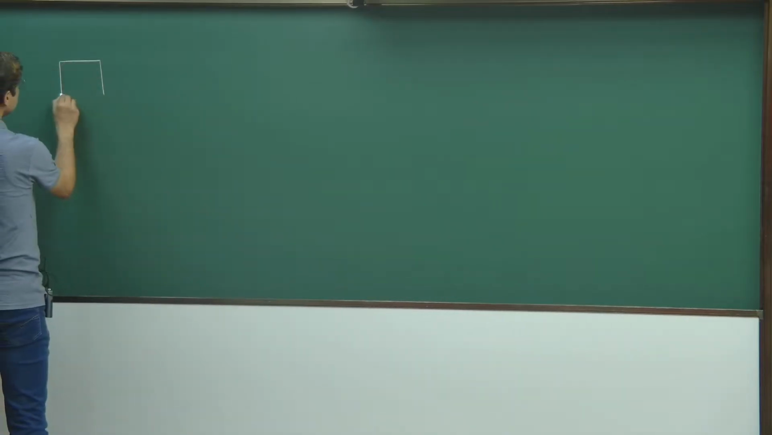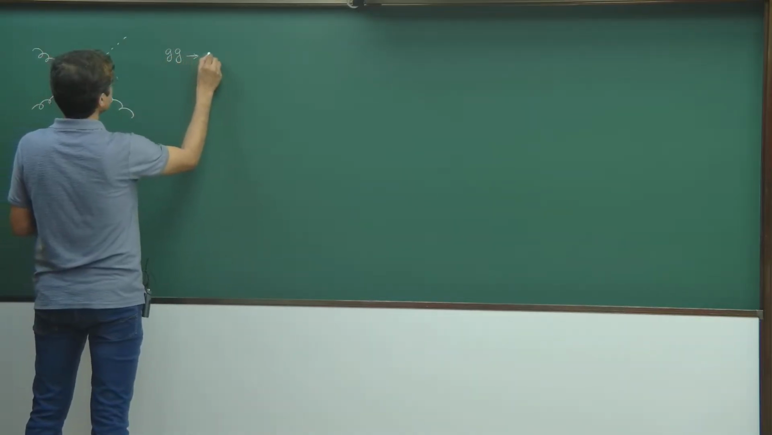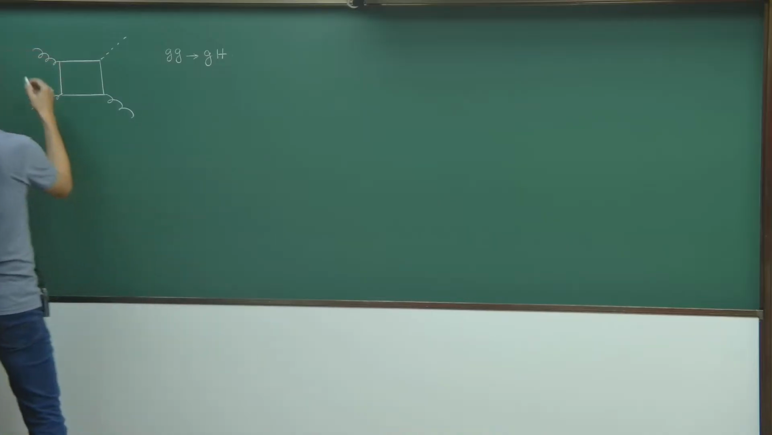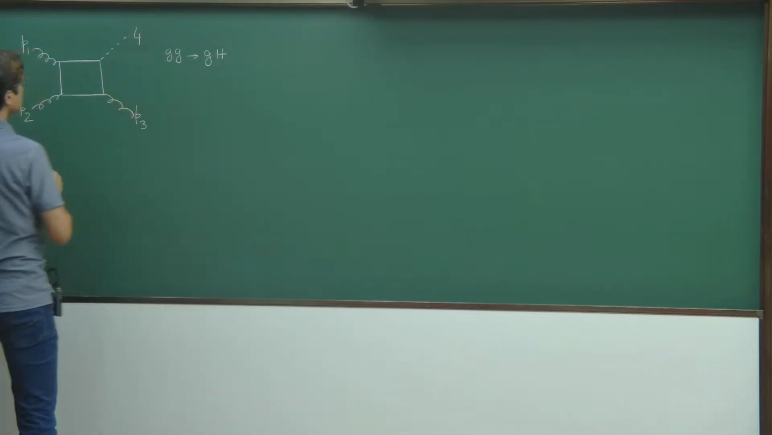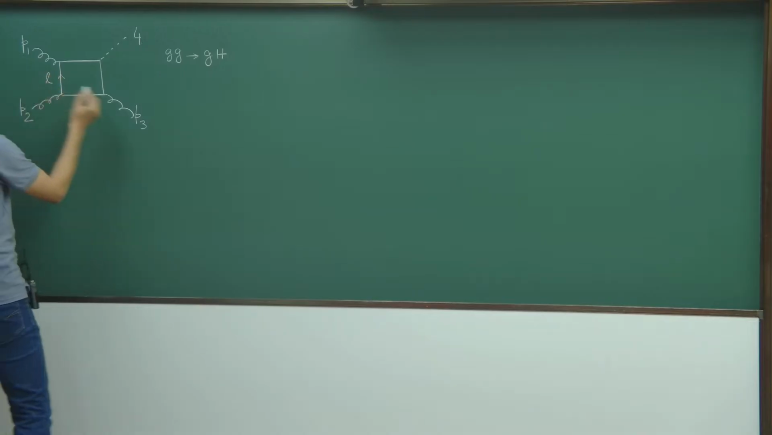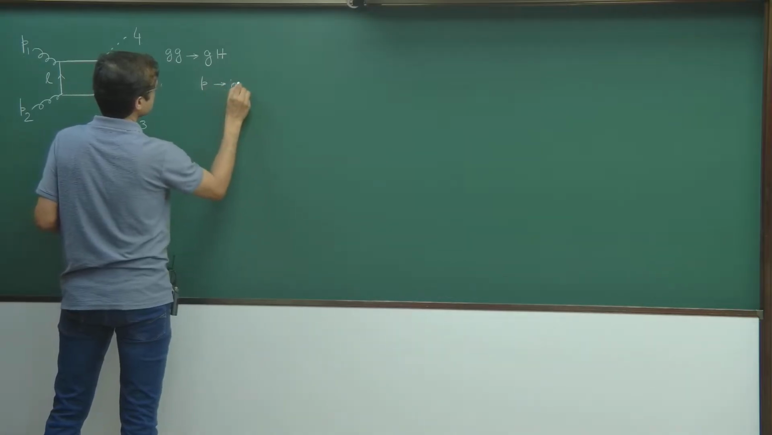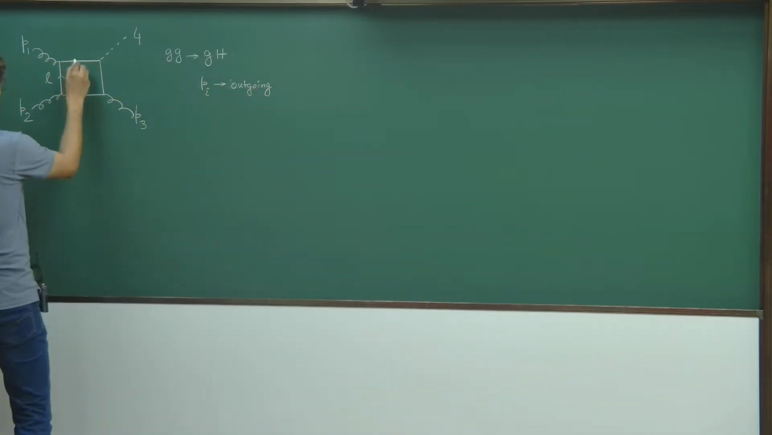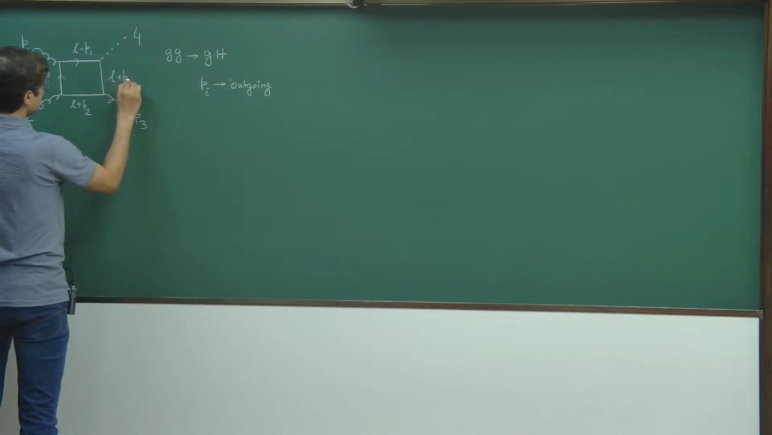The example I will be telling you is gg going to Higgs production. So the process is gg going to gH, with a top mass loop. Let's call the momenta P1, P2, P3, P4. L is going in this direction, and all the P's are outgoing. So this is L minus P1, this is L plus P2, this is L plus P23.